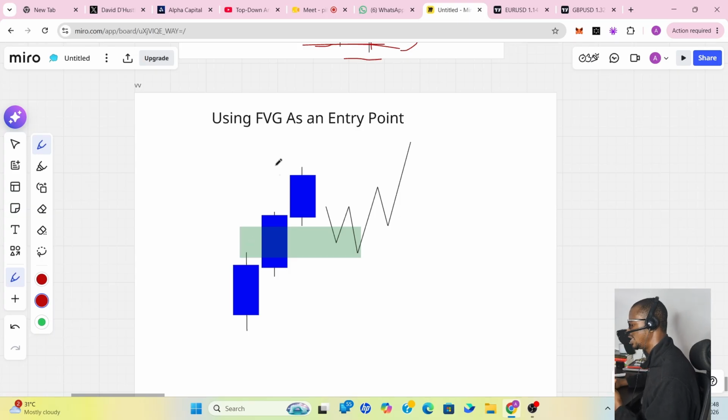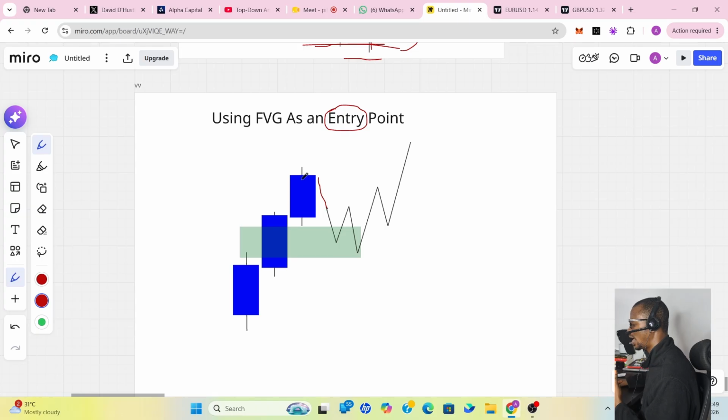So you can see clearly here that you can equally use fair value gap as an entry point. You understand? So let me mark this and highlight it for you. You can use it as an entry point. Why? Because majority of the time, remember I told you earlier that whenever there is a fair value gap, price tends to push towards it.